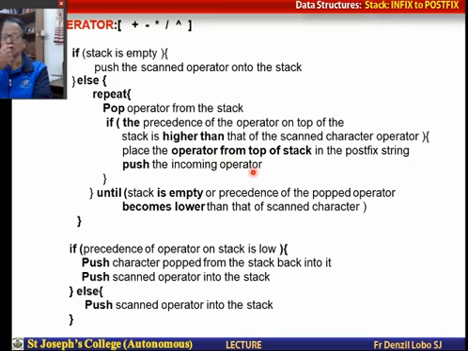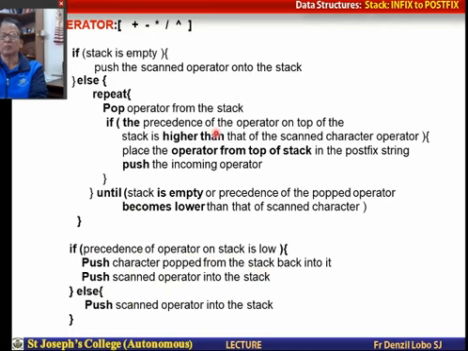You continue this till either the stack is empty or the precedence of the popped operator becomes lower than that of the scanned operator. Then if the precedence of the operator on the stack is low, push the character popped from the stack back and push the scanned operator onto the stack. Otherwise, push the scanned operator onto the stack. So this is what you have.